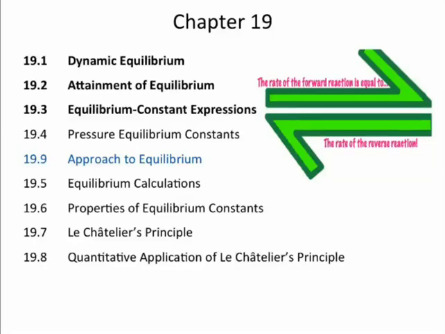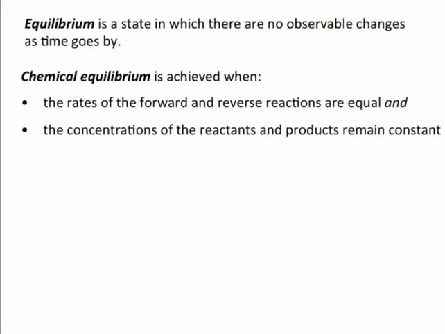Hello, in this video we introduce the concept of equilibrium, how we get to equilibrium, and then how we start to formulate these concepts mathematically. So equilibrium is a state in which there's no observable changes as time goes by. Something's happening on the molecular level, but overall the concentrations and the reaction rates are constant.